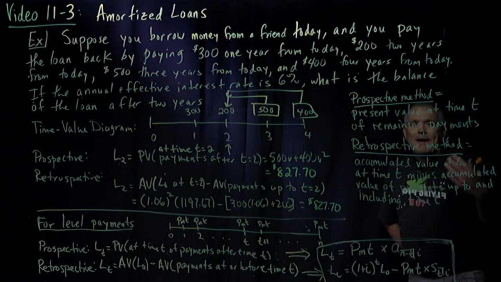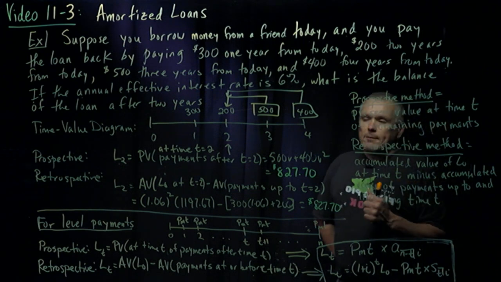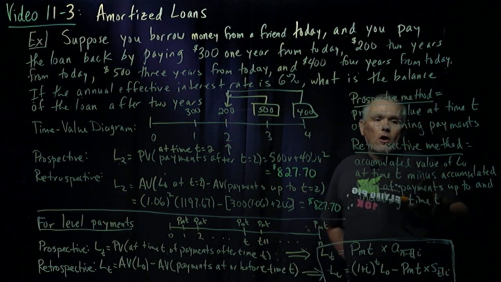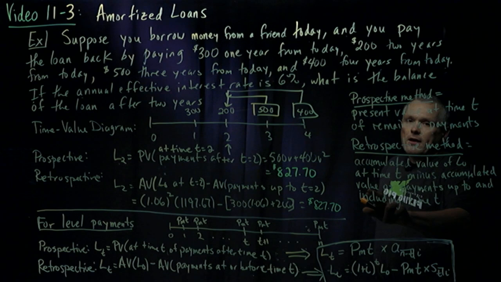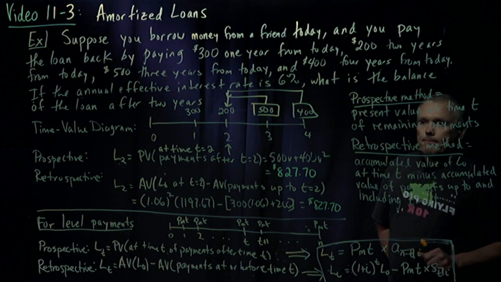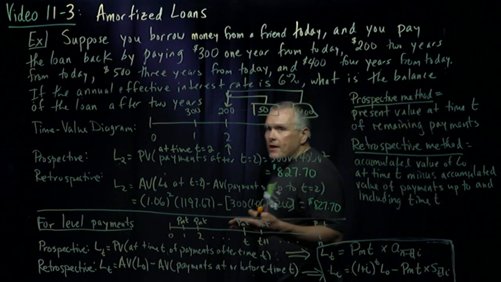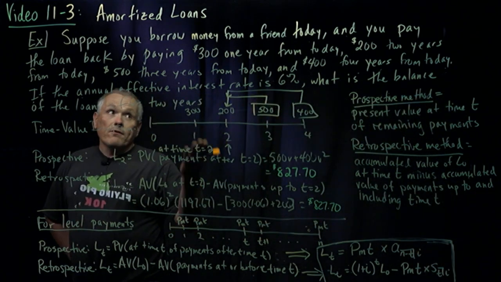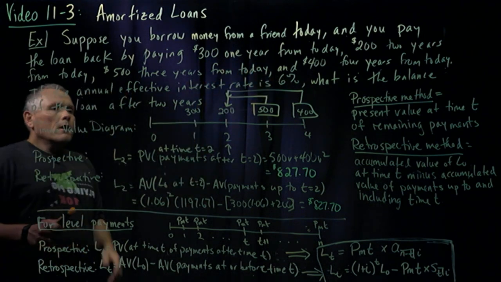We've also made payments up until time t. So we'll subtract off the accumulated value of any payments made at time t or before time t. So let's look at what happens here with our retrospective method for this particular example.